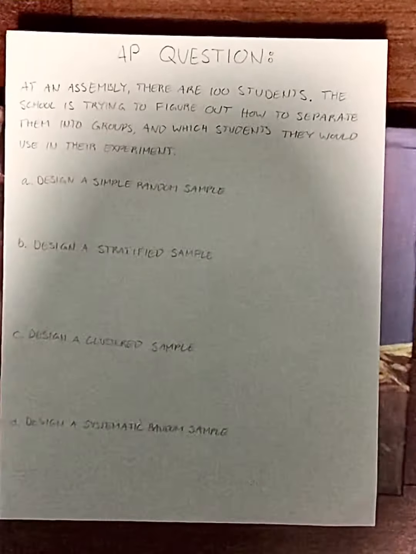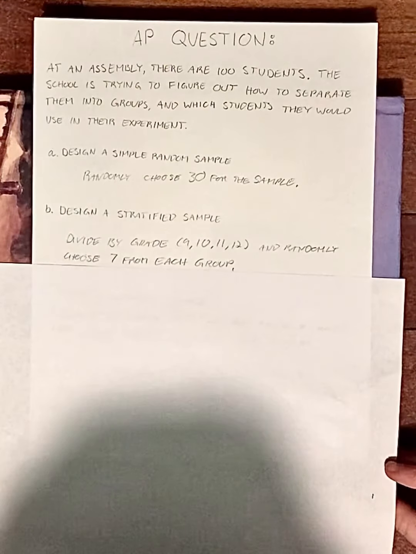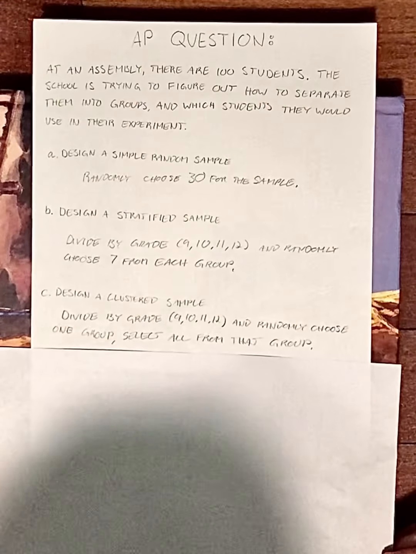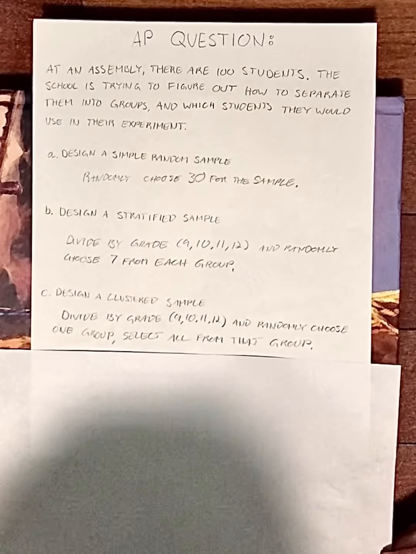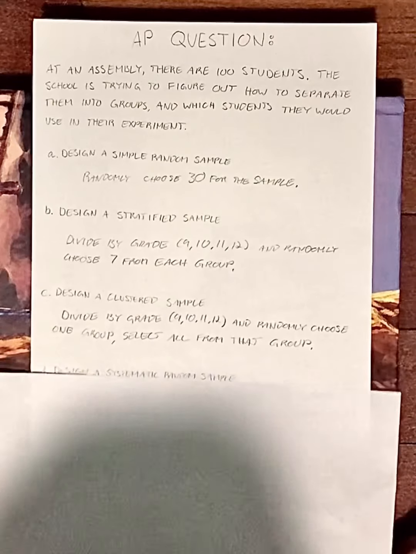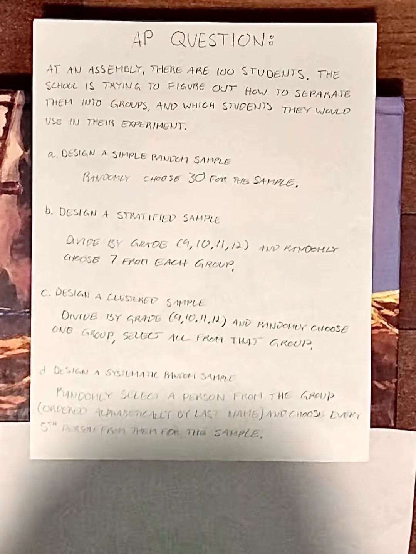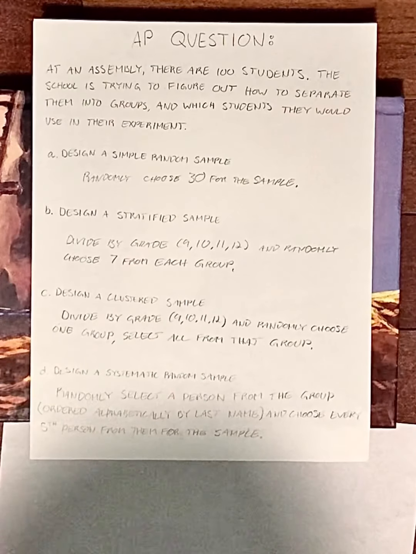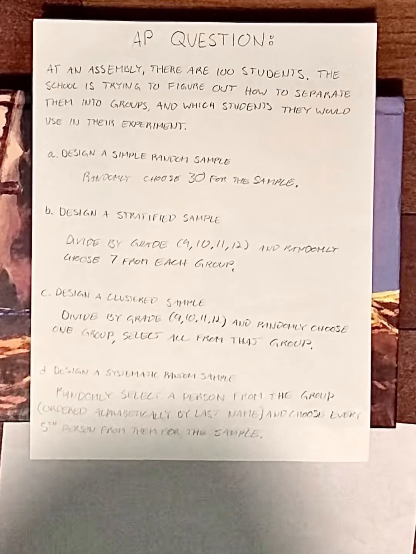Some possible answers to this question and its parts is that for part A, randomly choose 30 for the sample. Part B, divide by grade 9, 10, 11, and 12, and randomly choose 7 from each group. Part C, divide by grade 9, 10, 11, 12, and randomly choose 1 group and choose all from that group. And finally, Part D, randomly select a person from the group ordered alphabetically by last name and then choose every 5th person from that person for the sample.